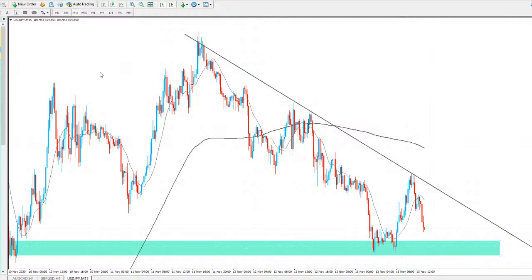But yeah, biases to the upside for USDJPY even on the 15-minute chart. But again, there's a little bit of room to move to the downside, and you can look for buys at the support area down there. So that's my analysis on USDJPY.